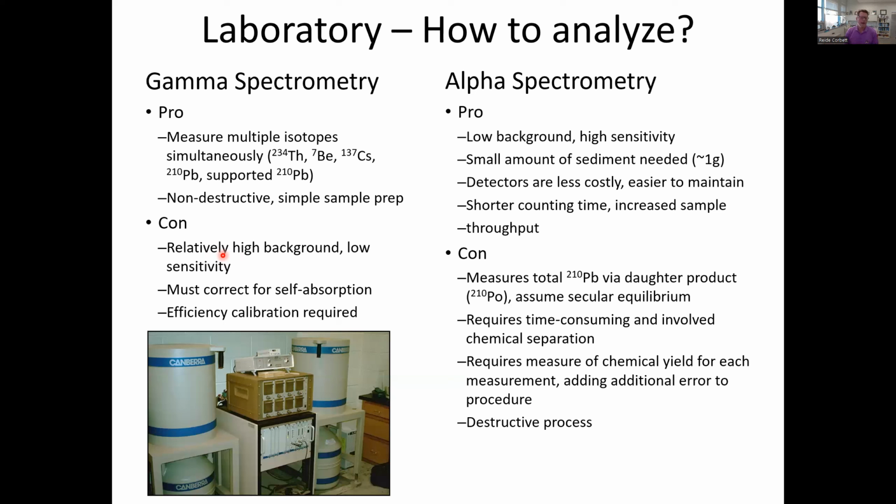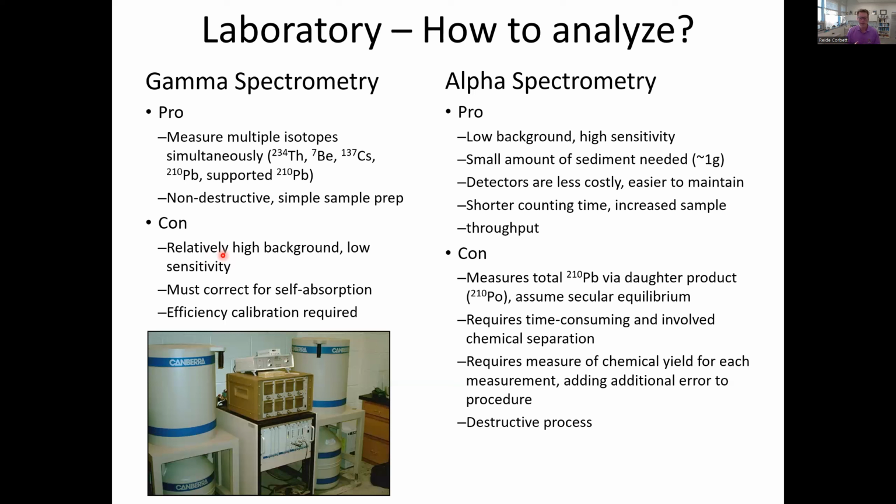And you have to have a good efficiency calibration. So you need to have several different standards for the radionuclides that you are interested in measuring, because you need to have an efficiency at the peak of interest. So for thorium-234 at 63 keV, for lead-210 at 46 keV, for cesium-137 at 661 keV. You need to have the efficiency at those different energies of interest. And so the calibration isn't as simple.